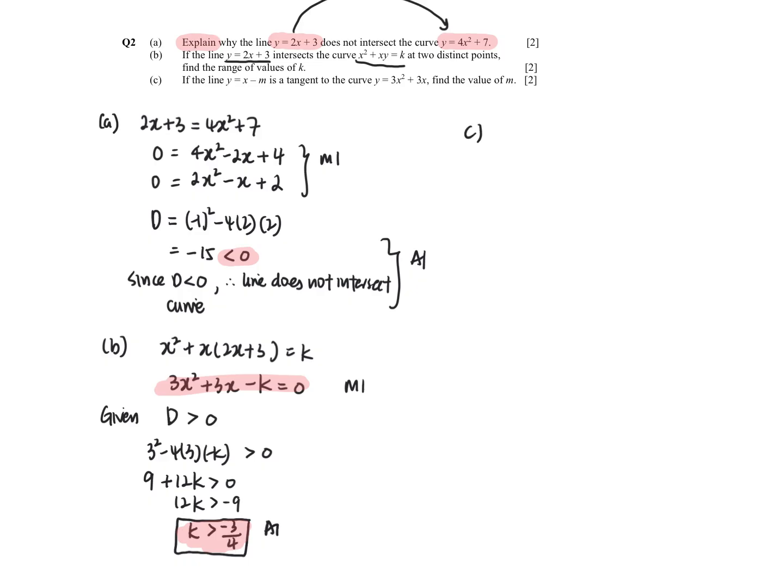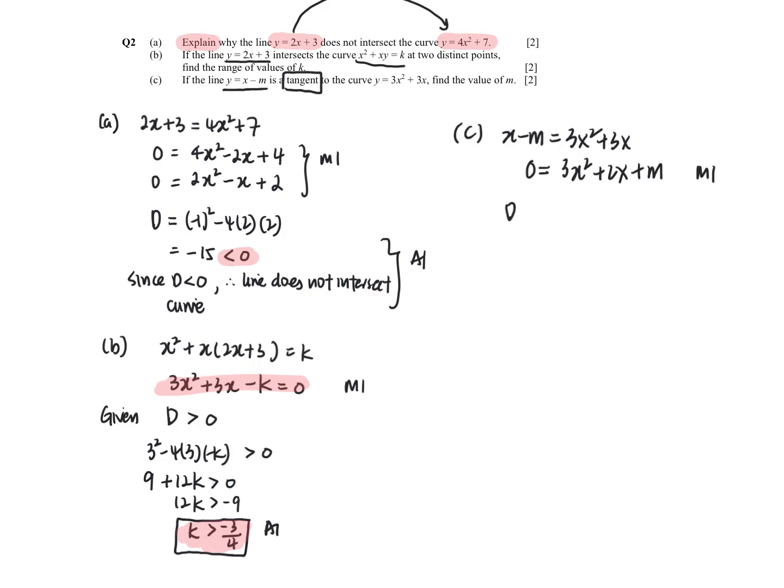Okay, part C, they say this line is a tangent. Tangent means 1 point only, or 2 real and repeated roots. So I need to sub in the equation. x minus m is equal to 3x squared plus 3x. So you shift everything to one side. This is the quadratic equation you get. So this is 1 mark.